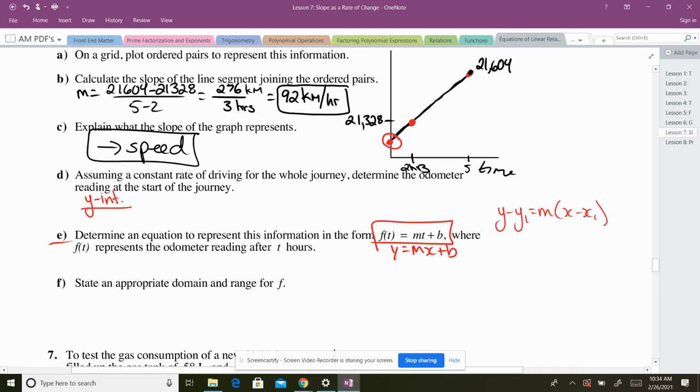The thing with these types of questions is because it's real life situation, the numbers aren't nice and neat. Okay, they're going to be big numbers. So you just have to be careful. So I'm going to use the smaller of the numbers, this point right here. So I'm going to go y minus 21,328 is equal to my slope, which is 92, times x minus the other x value, which is 2 hours.